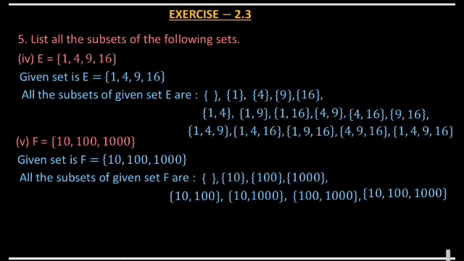The next question is F is equal to set of 10, 100, 1000. The given set has 3 elements. So how many subsets are there? 2 power 3, that is 8. All the subsets of the given set F are: the empty set. Next we take every element in the set: set of 10, set of 100, set of 1000. Then we take every 2 elements in order: set of 10 comma 100, set of 10 comma 1000, set of 100 comma 1000. The last one is set of 10 comma 100 comma 1000. In this way we can find the subsets of the given sets easily.